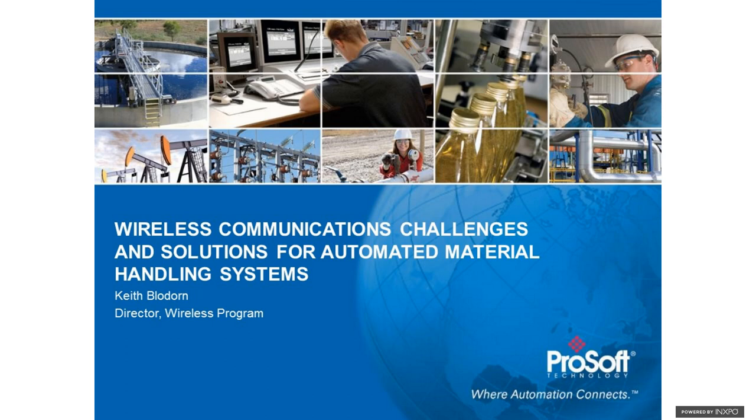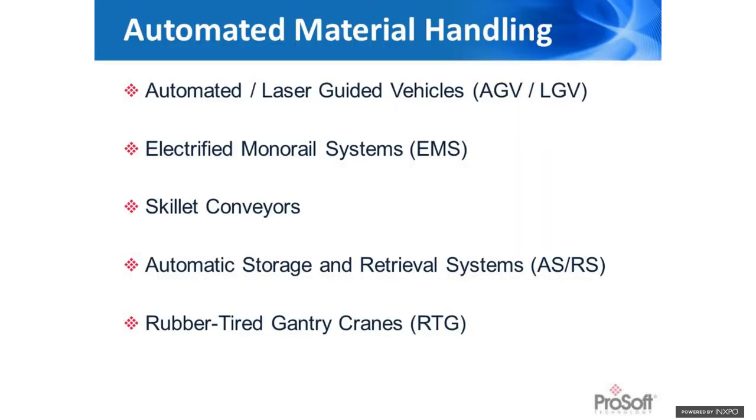Today I'm going to talk about some of the challenges that we see in a particular set of applications for wireless communication, and that's really around the automated material handling systems. When I talk about automated material handling, I'm really talking about a group of applications that include a few different specific solutions. A lot of folks are familiar with automated guided vehicles, AGVs, or laser guided vehicles. There's a few different terms for those. So I'll talk a little bit about those kind of systems.